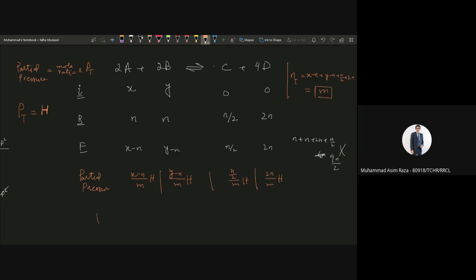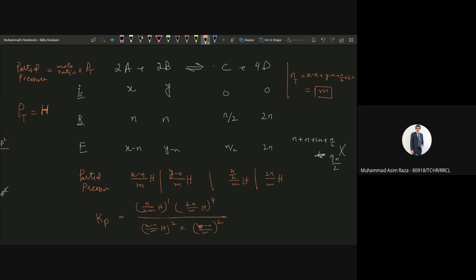Now let's see what the Kp value is. Kp will be, because of C, n over 2m into H, there is no power on it, like there is a power of 1. For D it is 2n over m into H, and it has a power of 4 because its coefficient was 4. For A it is x minus n over m, this is the partial pressure, with a power of 2, times y minus n over m, which will be a definite value. Of all the questions done so far, only the previous question did not have a definite value. So this is how you have to find it out.